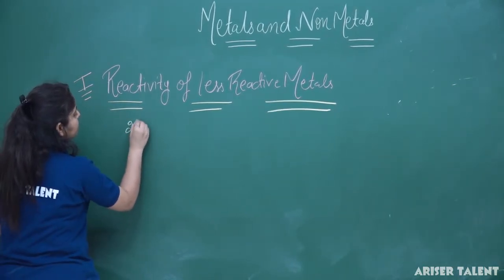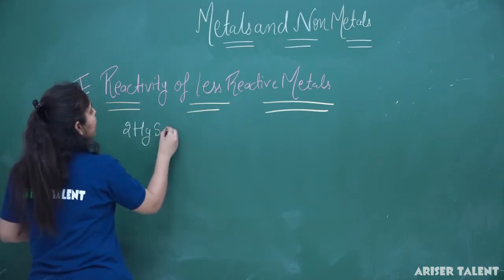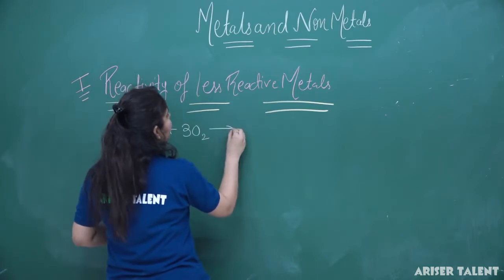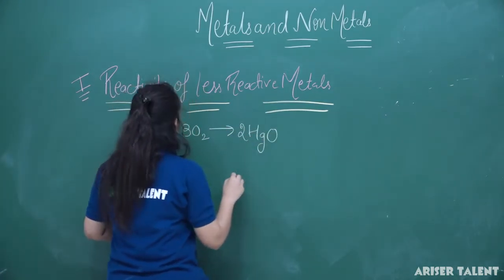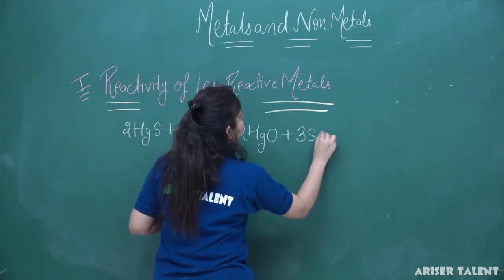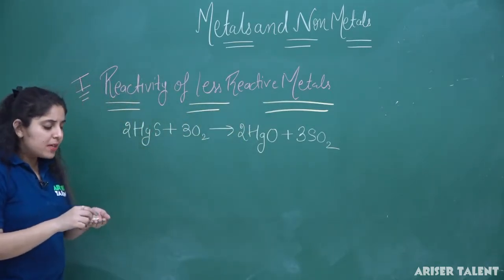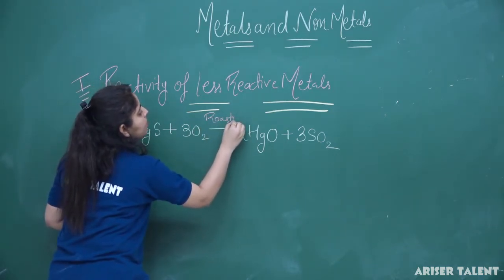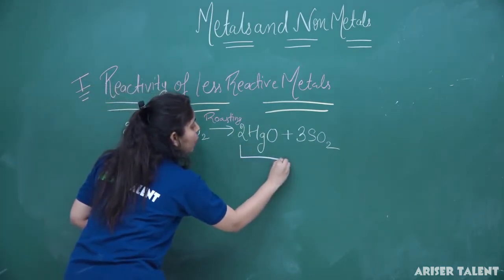Here we have 2HgS, this is mercuric sulfide, and we are heating it in the presence of oxygen. So we will get 2HgO and 2SO2 here. We will get mercuric oxide and sulfur dioxide in this reaction, and we are performing simple roasting here. Now what we are going to do, we are simply heating that oxide.